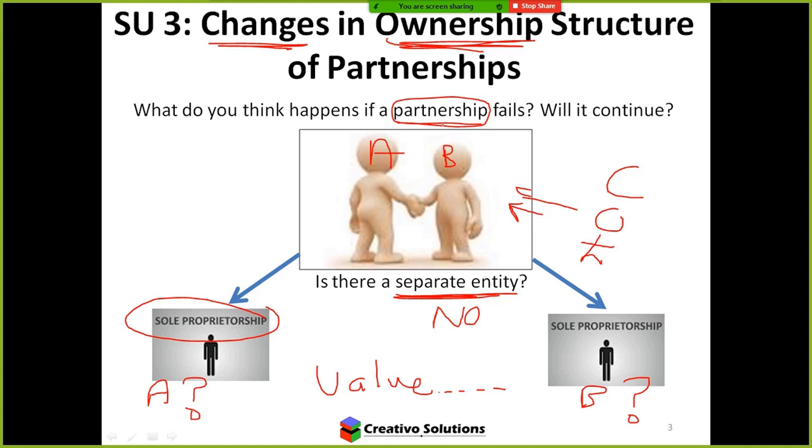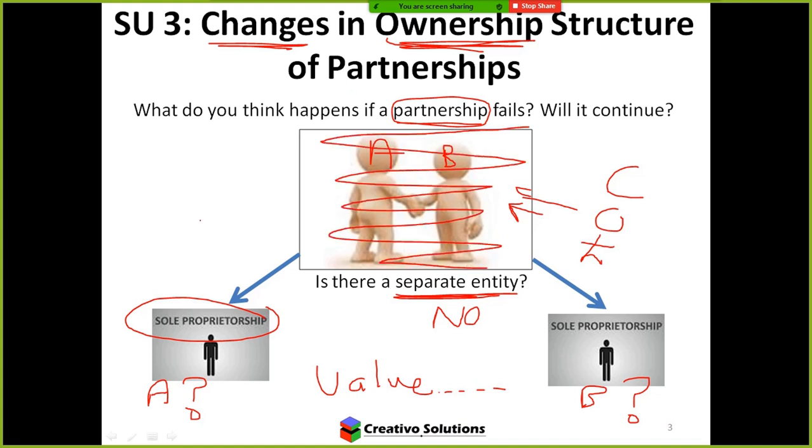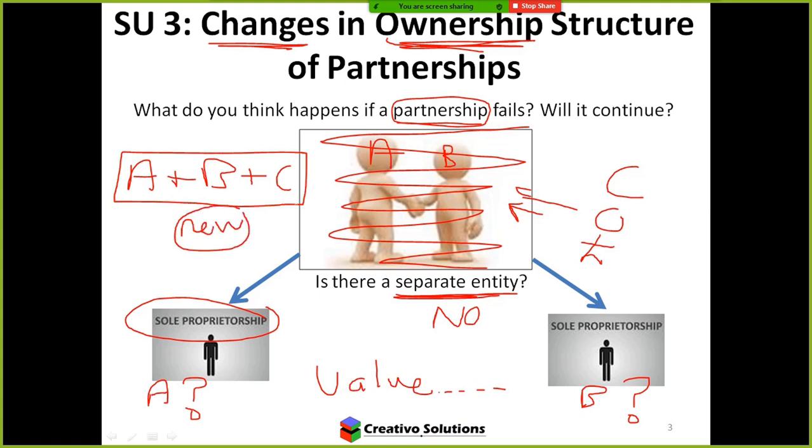Yes, it will, but the terms would be different. Okay, that's the wrong answer. A and B's partnership will end, and then A, B, and C will have to start over with a new partnership. Do you see the difference?